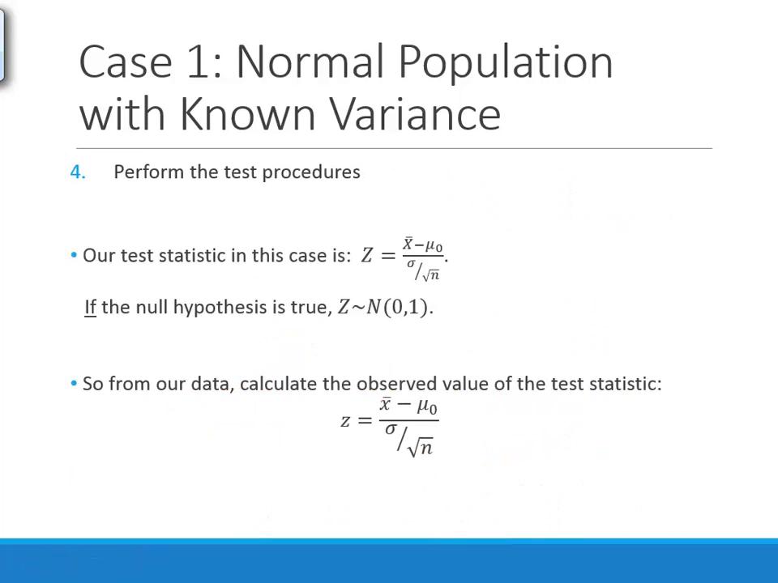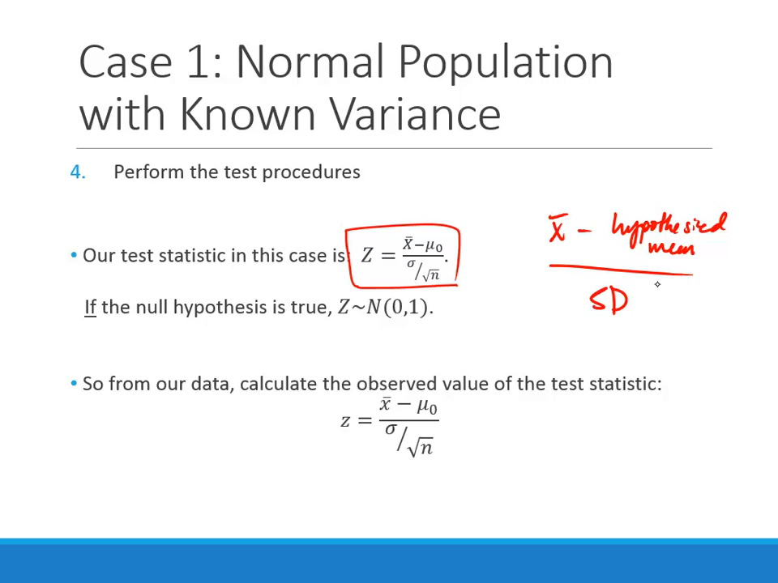The fourth step in our list of steps to do these tests, again, is we want to perform the test procedures. I think on Wednesday we talked about this. But our test statistic here is going to be something called a z, which is exactly what you would expect it to be. You're going to take the x bar, subtract off the hypothesized mean, and divide by the standard deviation, which is now sigma over the square root of n.